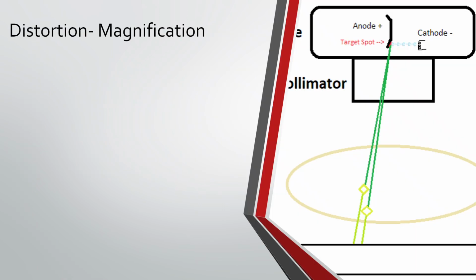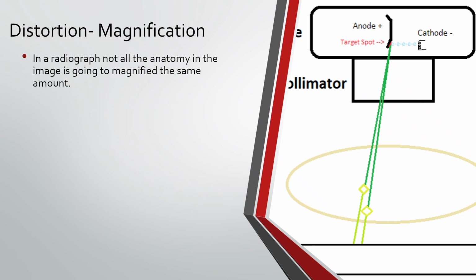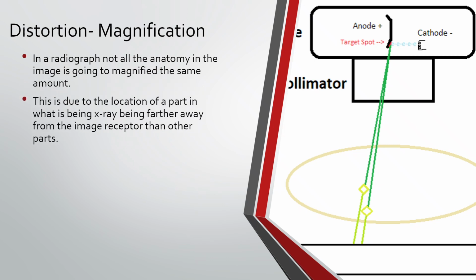We'll go ahead and continue talking about magnification and distortion. In a radiograph, not all the anatomy on the image is going to be magnified the same amount. This is due to the location of the part being x-rayed being farther away from the image receptor than other structures, other anatomy. Okay, and we can see that right here, how this one's farther away than this one.